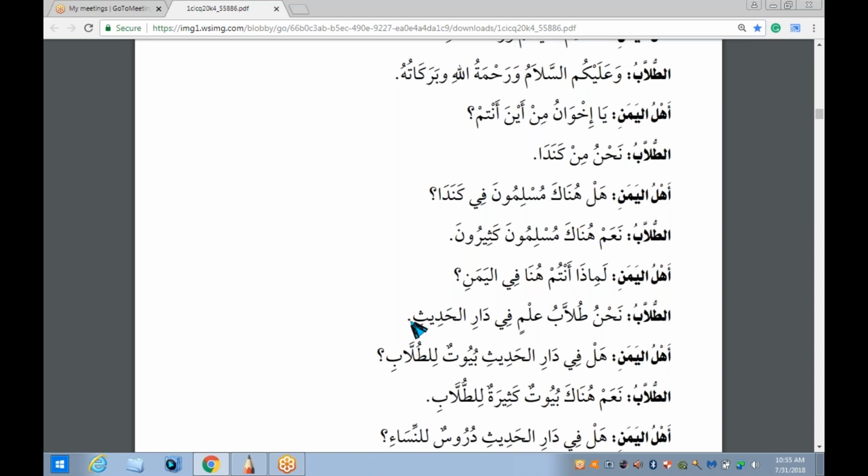نحن طلاب علم في دار الحديث. دار الحديث means the school of hadith. Dar means house. But here what is intended? School. School of hadith. Dar al-hadith. What does dar mean? House. What's the plural? Diyar. Dar, diyar.